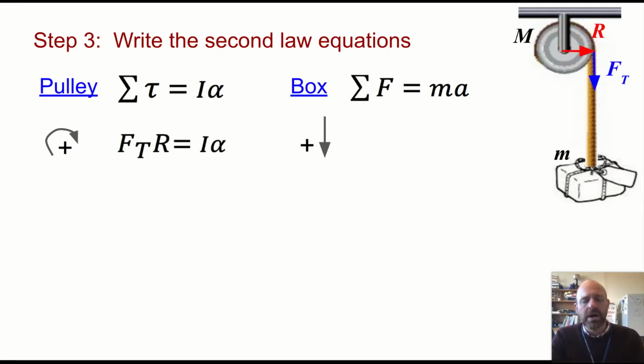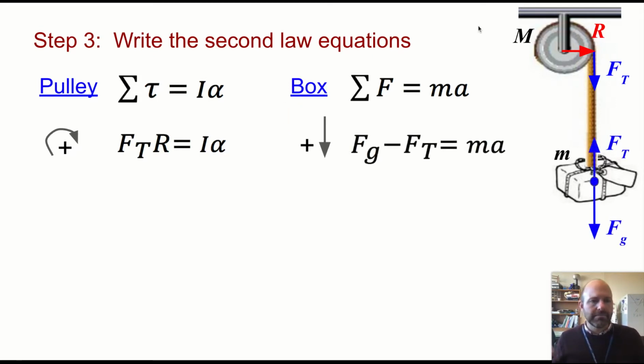The torque on the pulley is just equal to the tension force providing that torque. So F_T R, the sine of 90 degrees is 1, so that's gone. In the case of the box, we have the force of gravity downward, which we're calling positive, minus tension force equals ma.